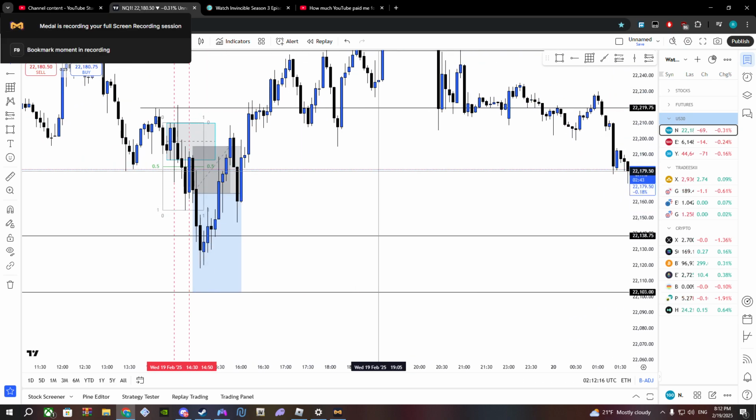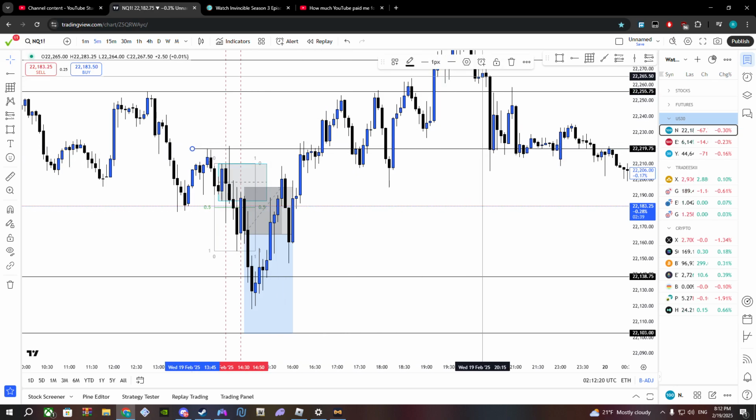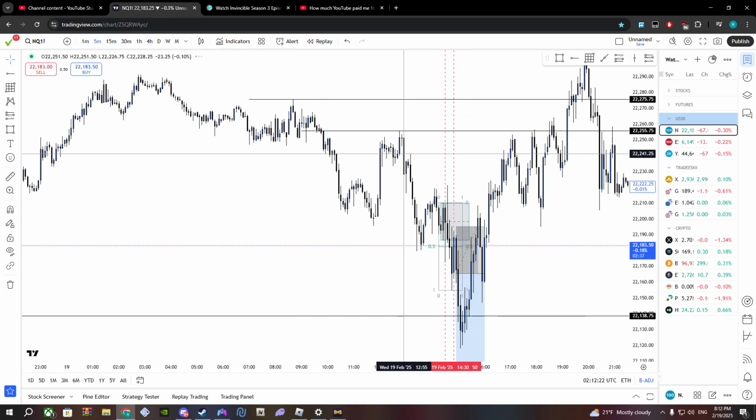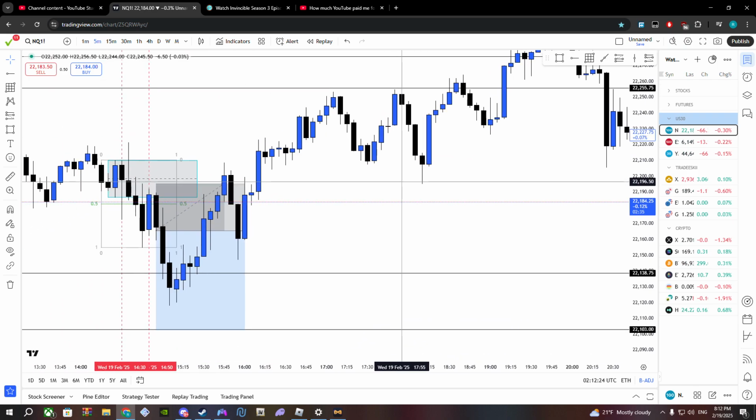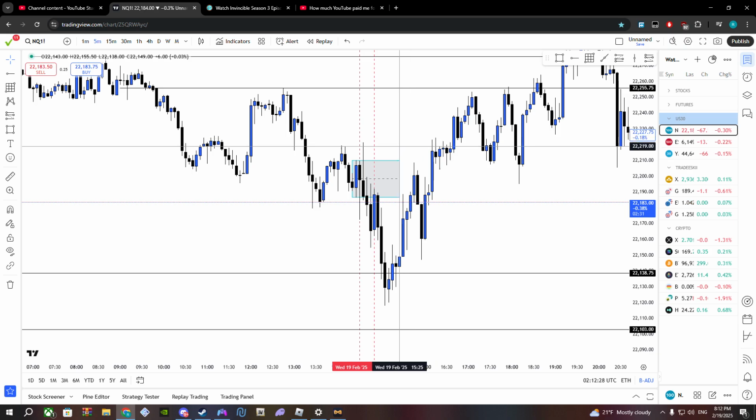Trade recap today. Let me show y'all what I did, the steps I took to winning this trade today. One take profit got hit, and then I got stopped out at break even. So let me show y'all what I did to take this trade.